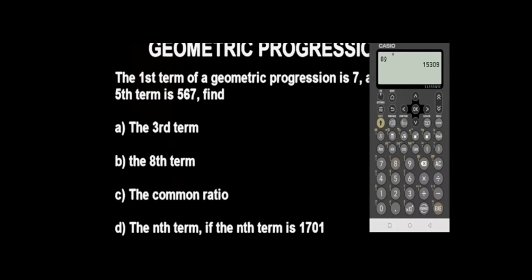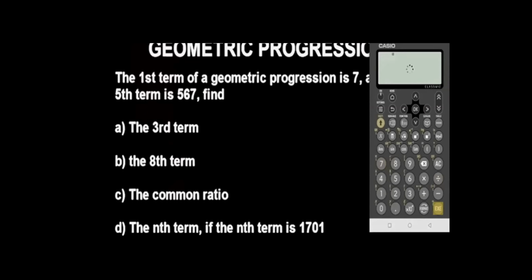So this is the 8th term, 15,309. Alright, so we have to find the common ratio. There are two ways you can do this. We have the first and second term: after the first, the next term is the second term. Ratio deals with division, right? So the second term divided by the value of the first term, which is 7. So that's how you can go about it.